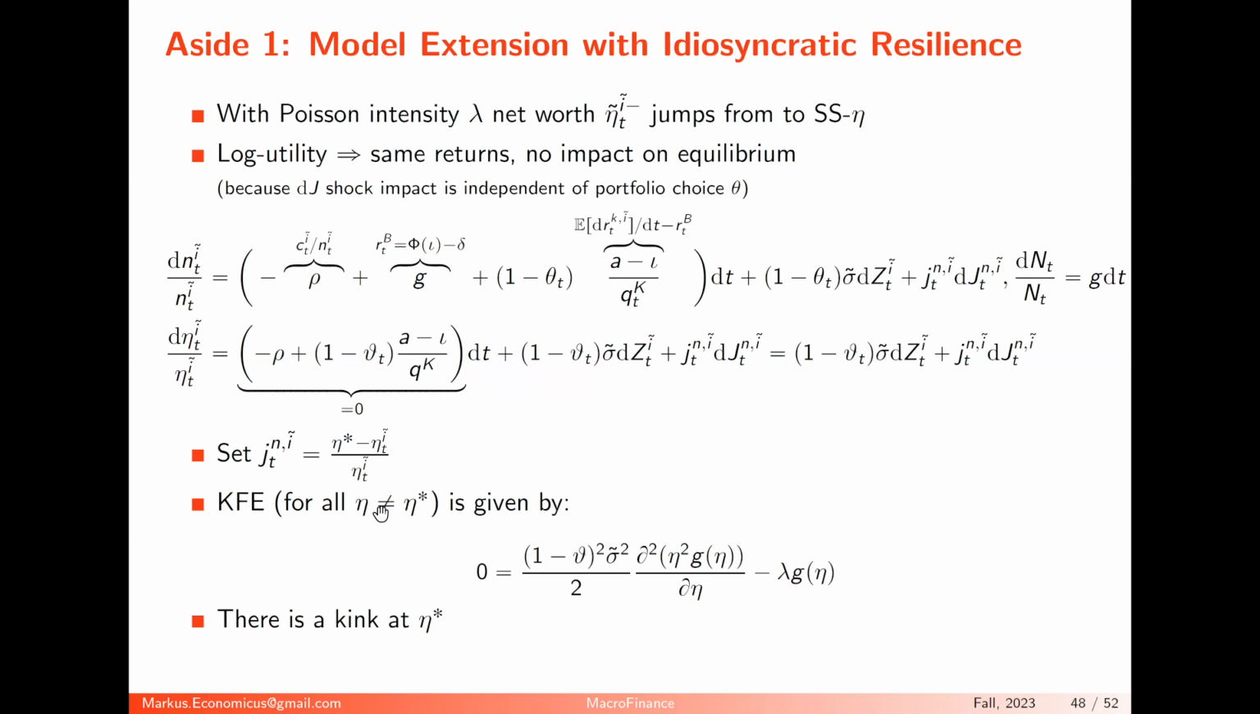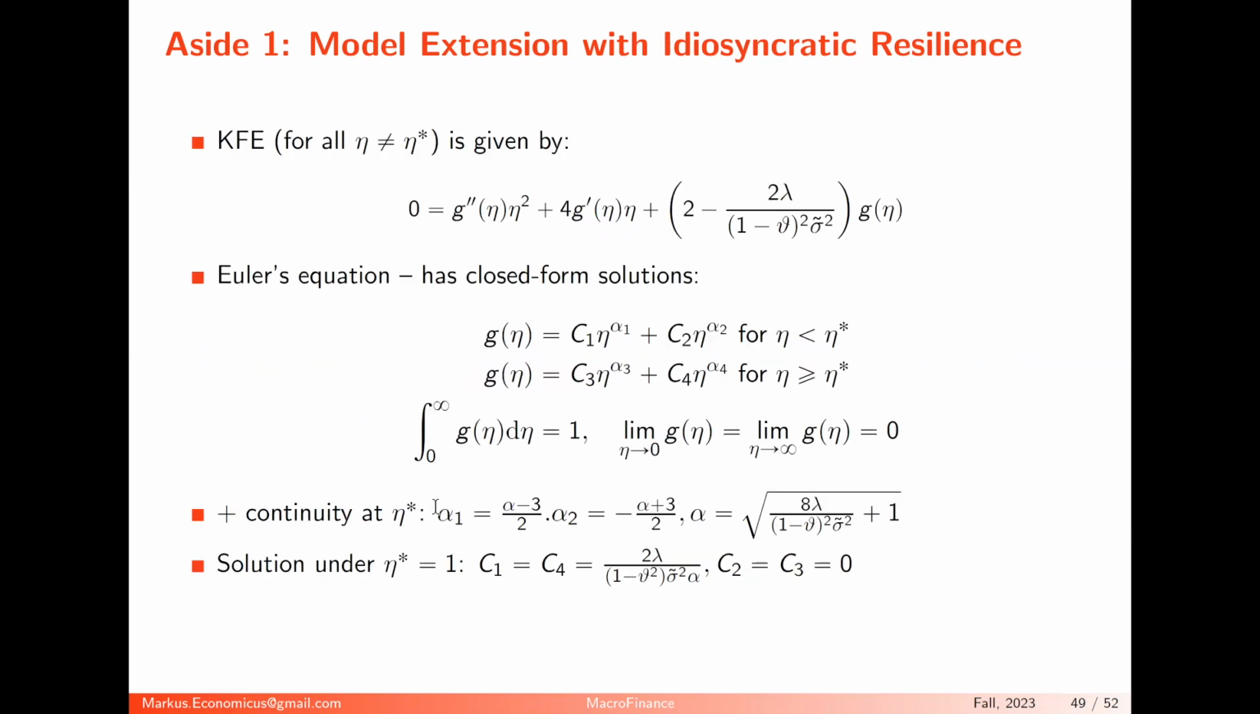And if you do that, you can characterize the Kolmogorov forward equation. Now we can use the Kolmogorov forward equation and ask, how does the wealth share evolve over time? So here is just an application of the Kolmogorov forward equation. Why is there a 0? We want the stationary distribution. It's a simple case. We don't want the time evolution, which is a stationary setting.